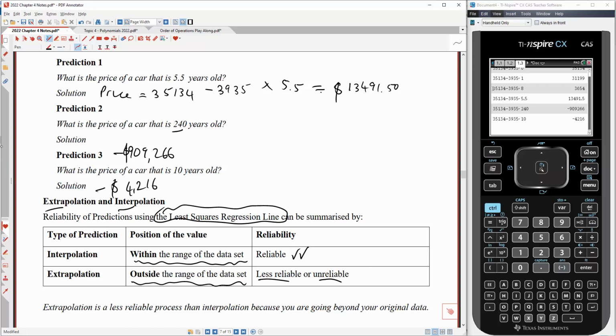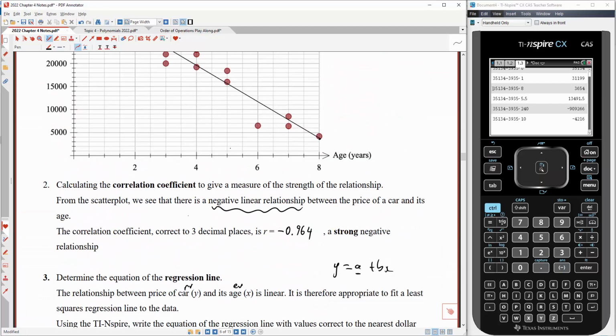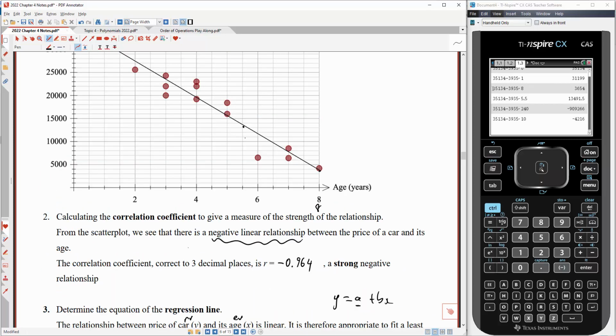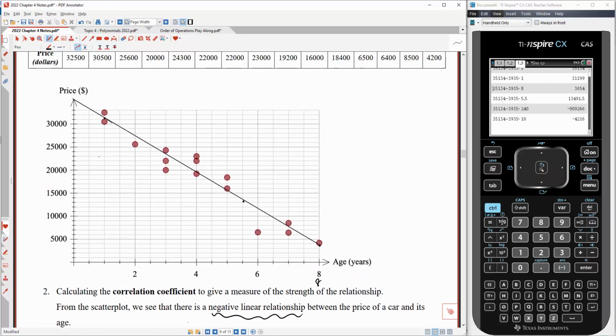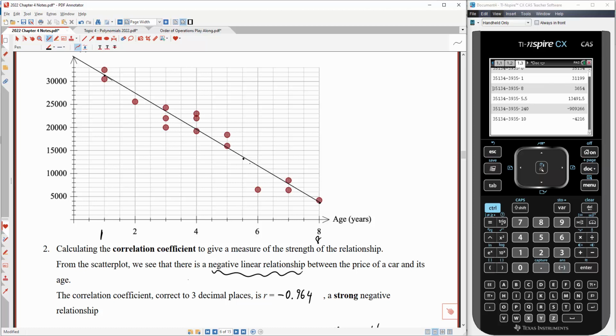All right, so let's just see what these three predictions were. So 5.5 was the first prediction. So here is 5.5 here, and we can see here that the largest value that I've collected data on is an 8-year-old car. The smallest value I've collected data on is a 1-year-old car. 5.5 sits within those numbers there. So 5.5 is indeed what we call interpolation. There's evidence to suggest that the pattern fits for that number. All right, let's have a look at the next prediction I made.